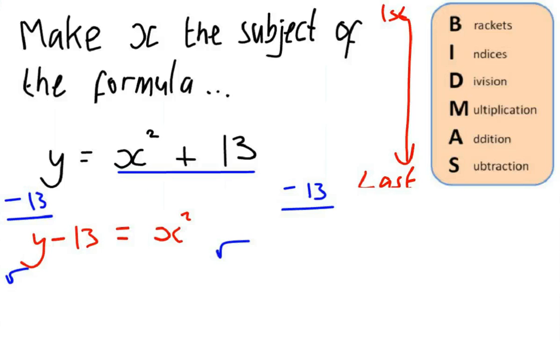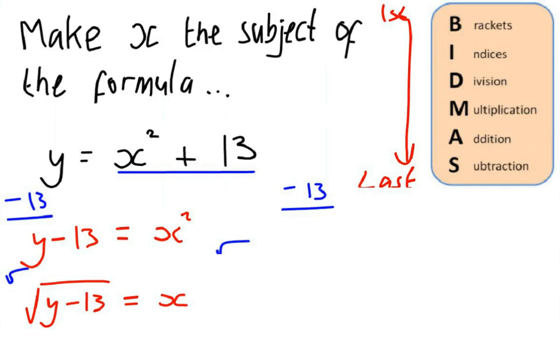You need to be careful here. So we want to take the square root of everything that is currently on this side. So that square root sign needs to stretch all the way across y take away 13. It is not just the square root of y, then take away 13 from that answer. It's the square root of everything on that side. And that is equal to the square root of x squared, which is an x squared. This here is just the same, the square root of x squared is just the same as x.